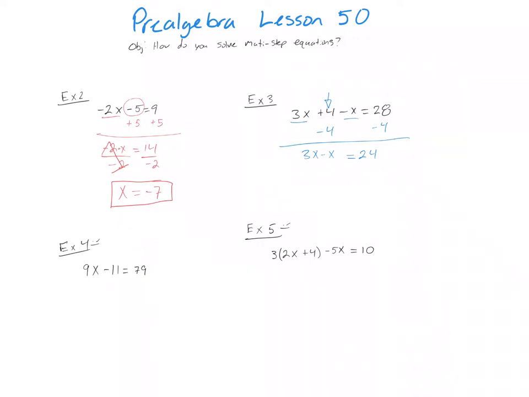Now 3x's minus 1x is the same thing as 2x's. So I'm just going to combine like terms, call that 2x. It's equal to 24. Dividing by 2, because those are multiplying. Opposite of multiplying is dividing. 2 divided by 2 is just 1. So this gives me x is equal to 12.